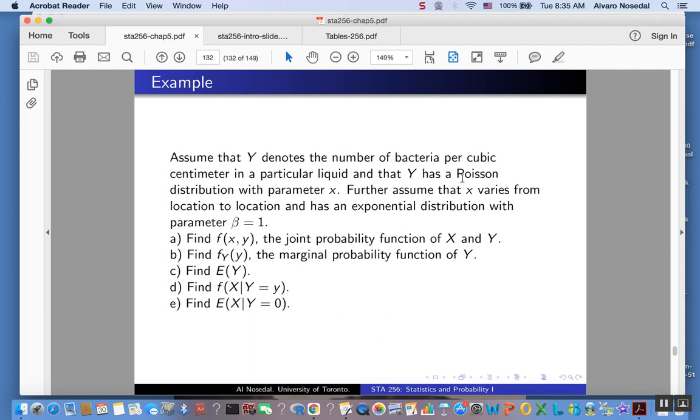Now as we can see, that's what I was mentioning, x is a variable itself. And it turns out that it has its own probability distribution. It has an exponential distribution with parameter beta. Okay, so here we go.